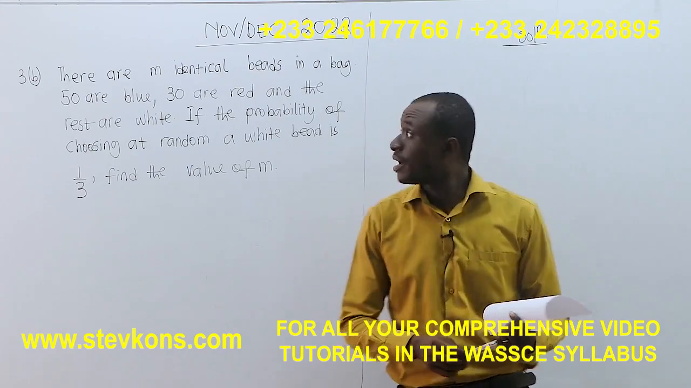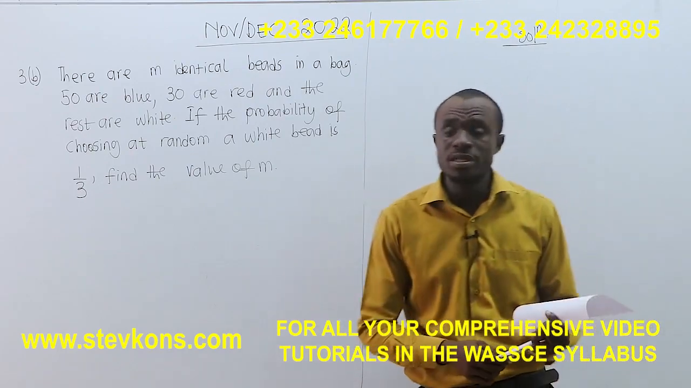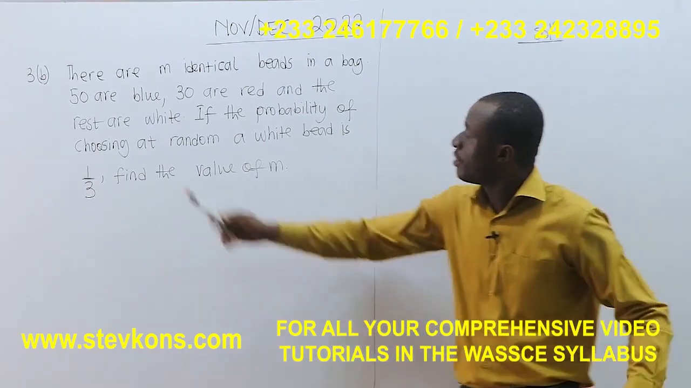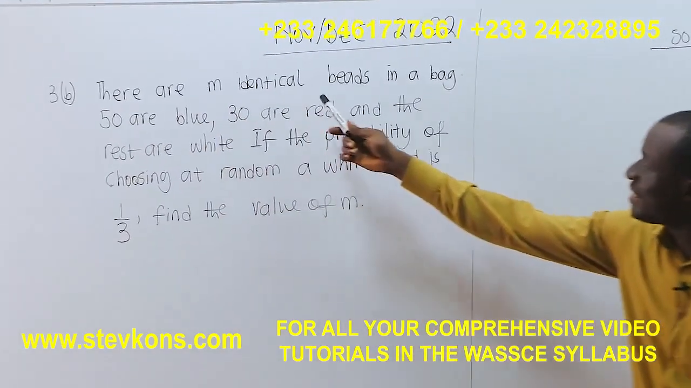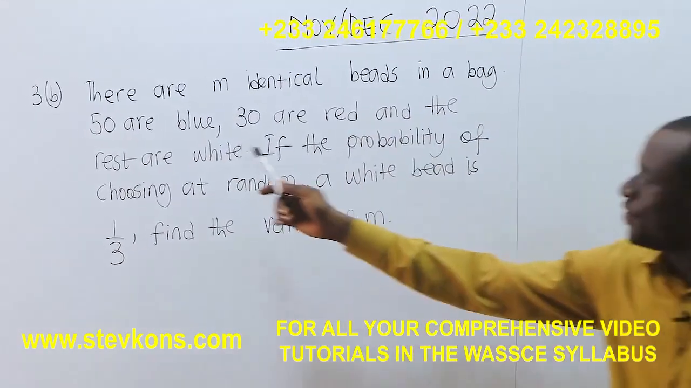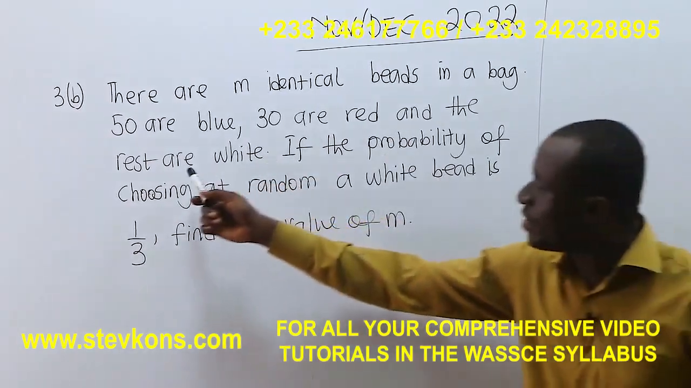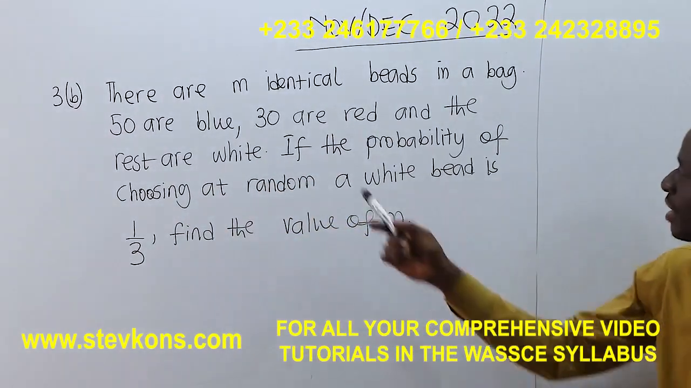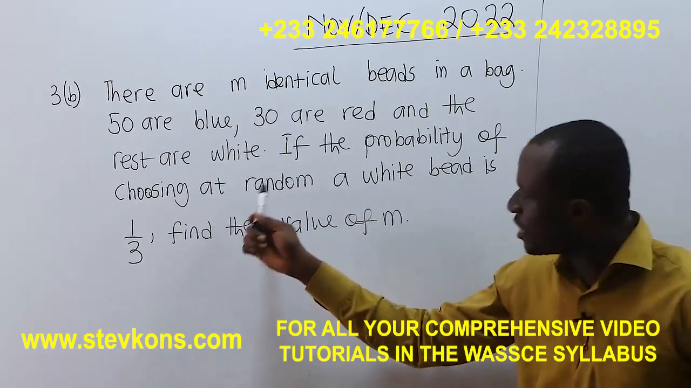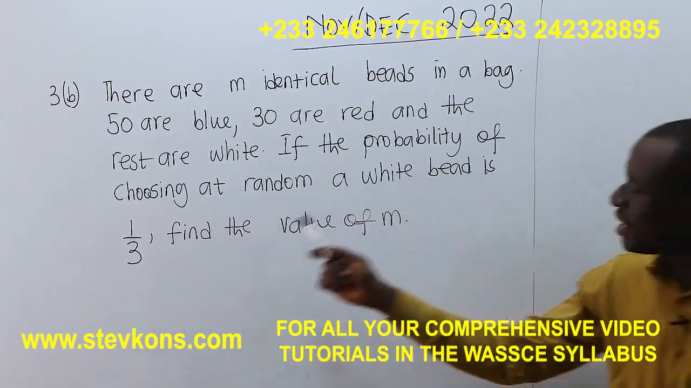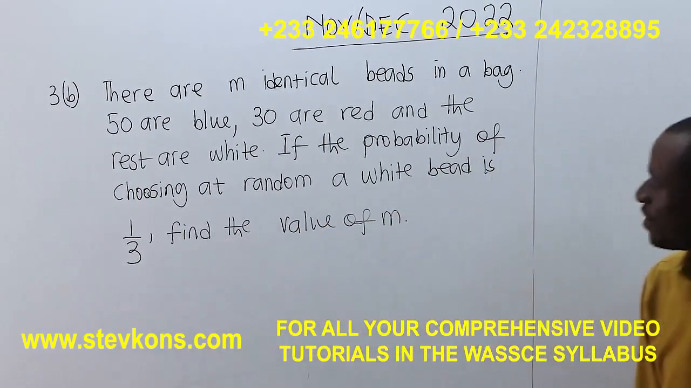Now let's consider question number 3 of WAEC 2022. There are M identical beads in a bag. 50 are blue, 30 are red, and the rest are white. If the probability of choosing at random a white bead is 1 out of 3, find the value of M.